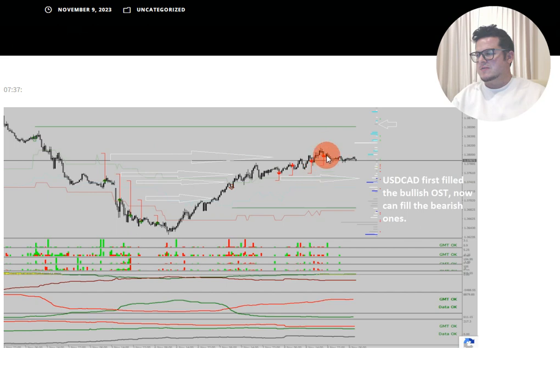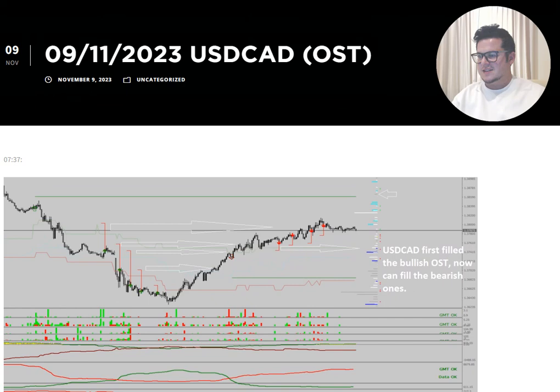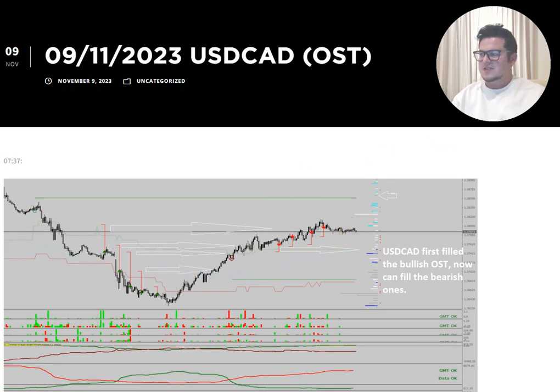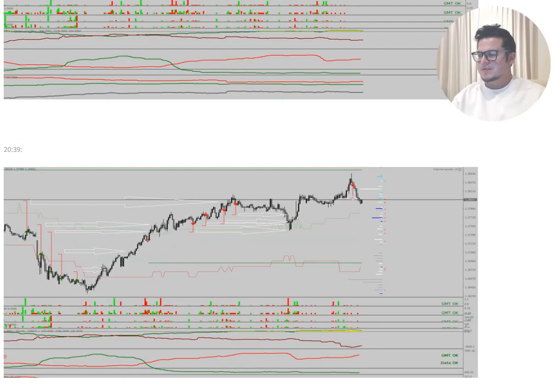Nice one. And then 1, 2, 3, 4 option strike targets short. So we go short. So a road can fill the bearish ones. And yes, boom, they come down nicely, fill exactly those targets. How cool is that? Nice long trade, nice short trade there. Look at that. To the pip, to the option strike target, and then a big pullback up.